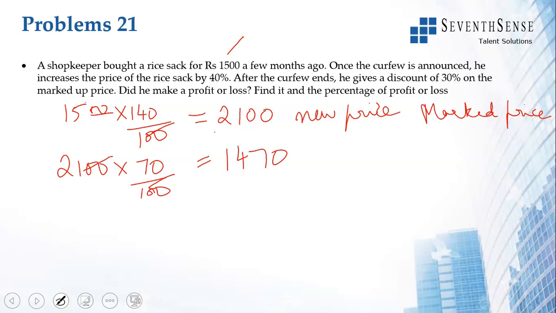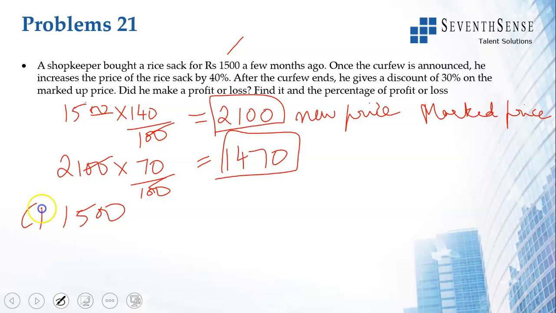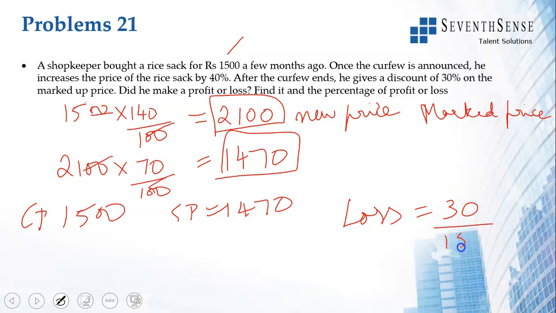So what does it mean? On 1500 he made a profit, but when he reduced it by another 30%, the new price came as 1470. So he has spent 1500 on a sack. So that's his cost price. Selling price is now 1470, not 2100. Selling price is less than the cost price, which means there is a loss. Loss percentage. So what is the loss? 30 rupees. Loss percentage is loss divided by CP into 100. Loss percentage is 2%.